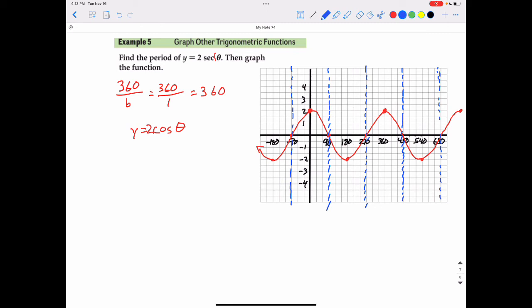And then we will start drawing these U-shapes. Now, they're not quite parabolas. They're a little bit flatter on the bottom than a parabola, but they are going to look about like this. So the blue U-shapes are the actual graphs of the secant function.